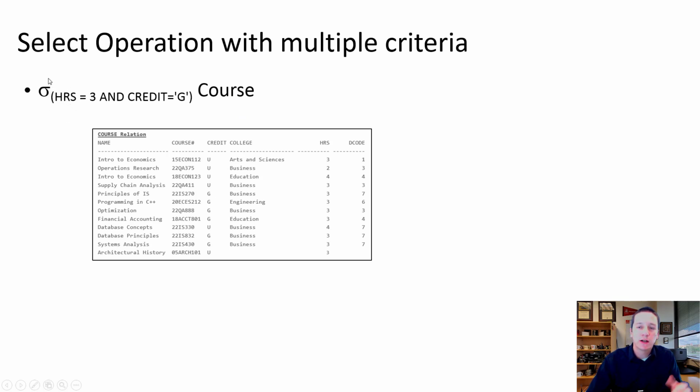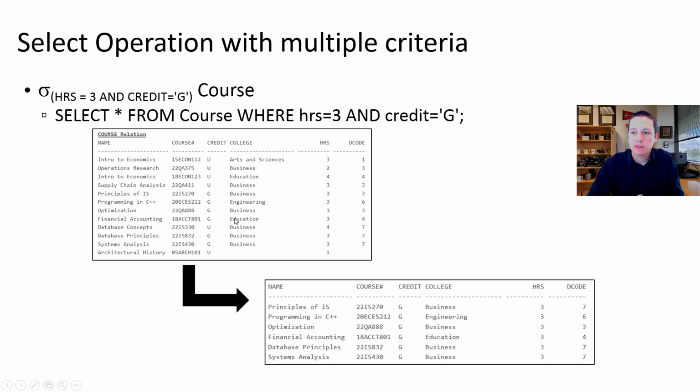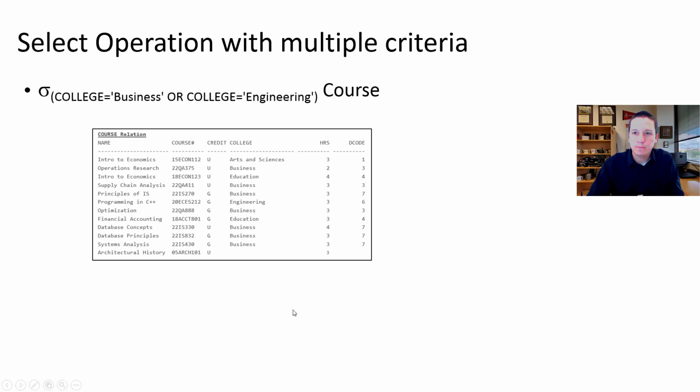So this relational algebra statement from the last set of videos, where we select from the course relation where hours equals 3 and credit equals G, would be SELECT * FROM course WHERE hours = 3 AND credit = 'G'. So the DBMS is going to evaluate each tuple against these two Boolean expressions and return a new relation that has only tuples meeting that criteria.